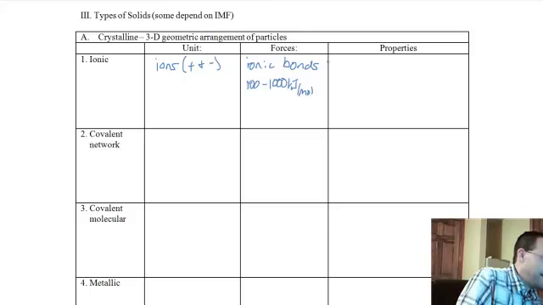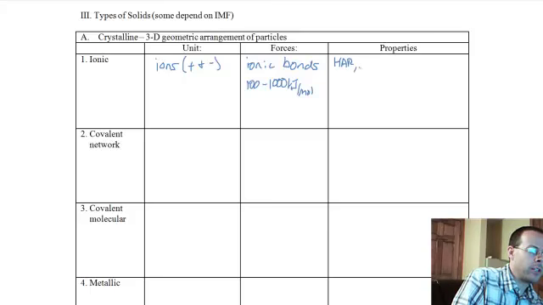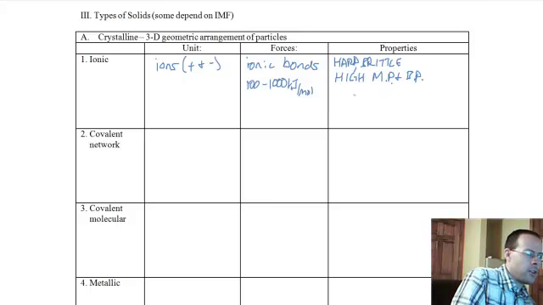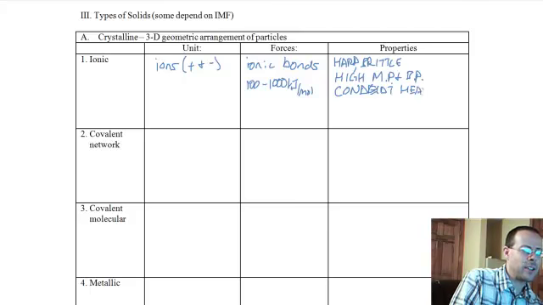Some properties. They are hard and brittle. Brittle means they crack, they shatter, stuff like that. They have really, really high melting and boiling points. These things also conduct heat and electricity.